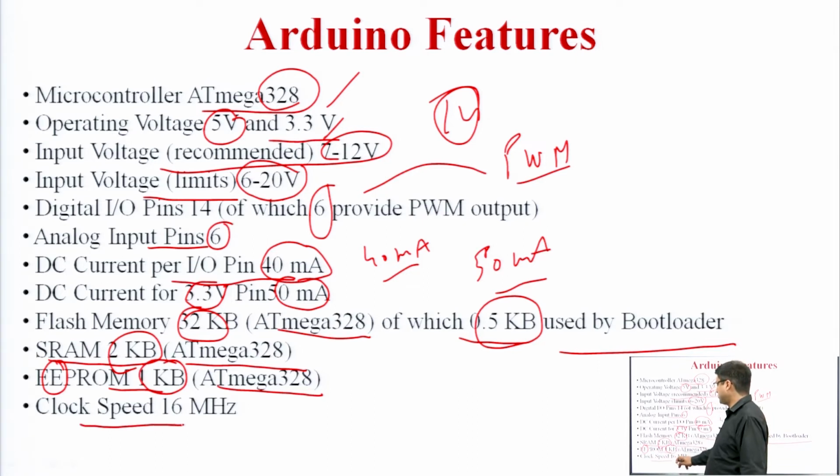Clock speed: to trigger the microcontroller operation we need to provide a clock pulse frequency. The clock pulse is provided by the oscillator. It has a clock speed of 16 megahertz. Okay.